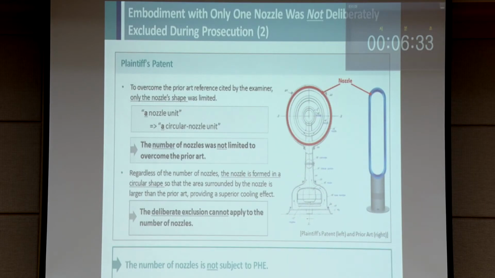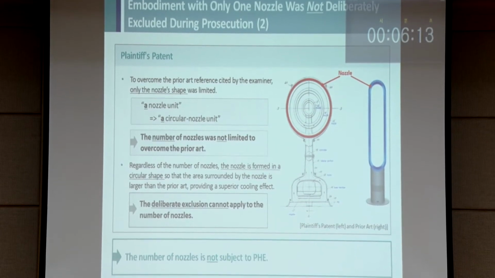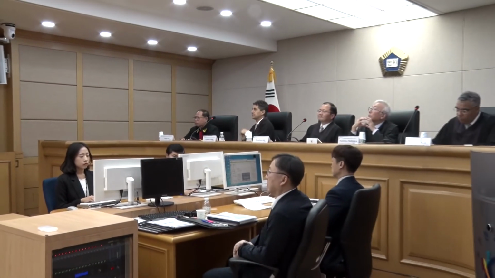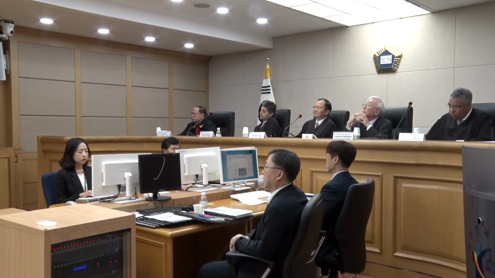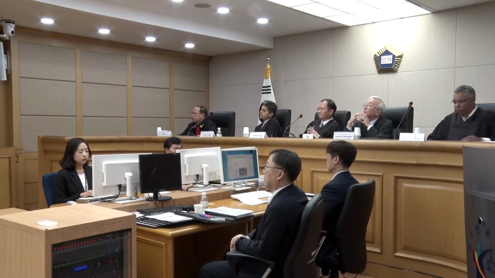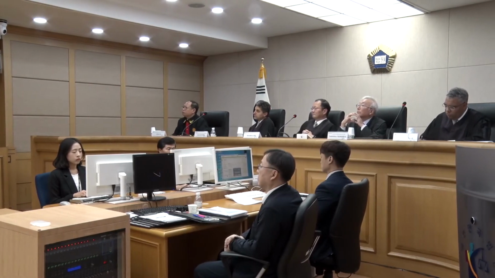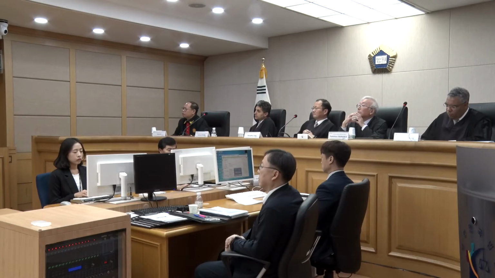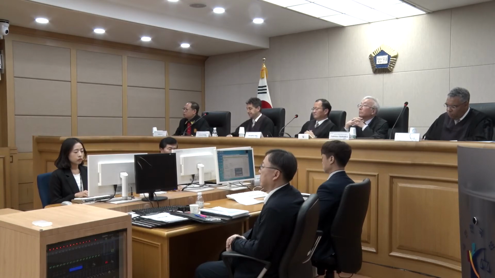Did the patentee in this case deliberately exclude the three nozzle embodiment from the scope of the claim? No, it did not. It is true that the patentee highlighted the importance and the quality of the three nozzle embodiment as a preferred embodiment during the prosecution. But at the end of the day, the patentee amended the claim only from a nozzle unit to a circular nozzle unit, limiting only the shape of the nozzle but not the number of the nozzles. So what was taught by the prosecution in this case is the shape only, but not the number of nozzles.